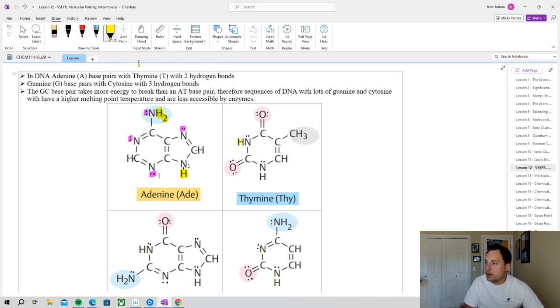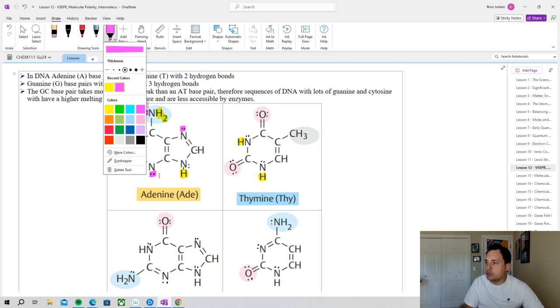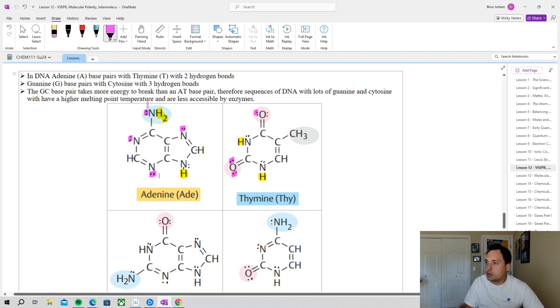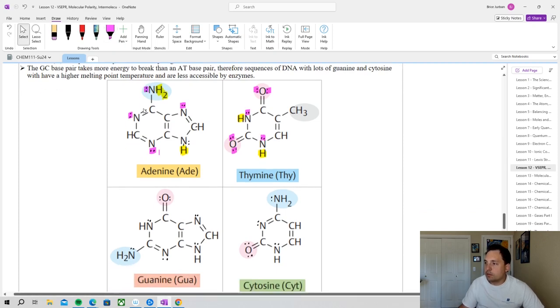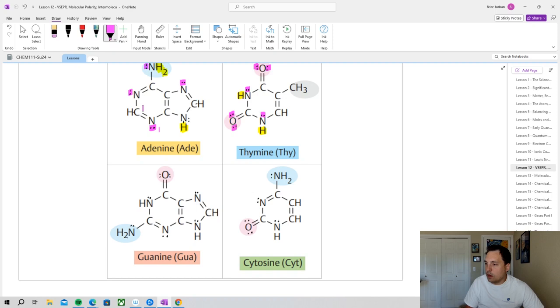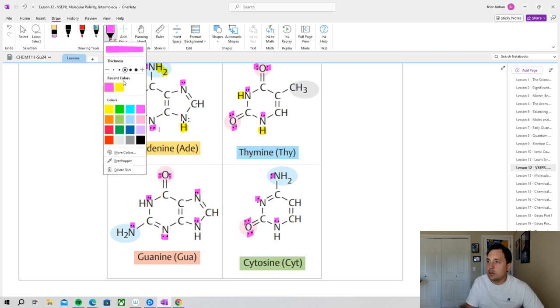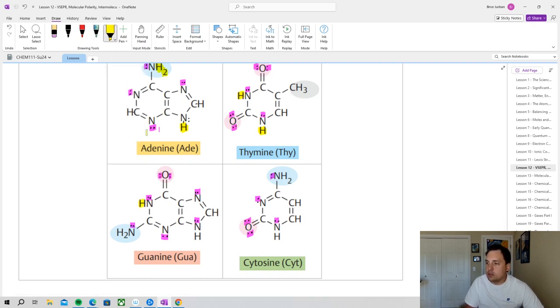All right, so on thymine, there's a hydrogen bond donor here, hydrogen bond donor here, and then there's a couple acceptors. So these lone pairs can accept, these lone pairs can accept, and then these lone pairs can accept. All right, for guanine and cytosine, I'll start here with the acceptors. And then we can look for the hydrogen bond donors. So any of these hydrogens.